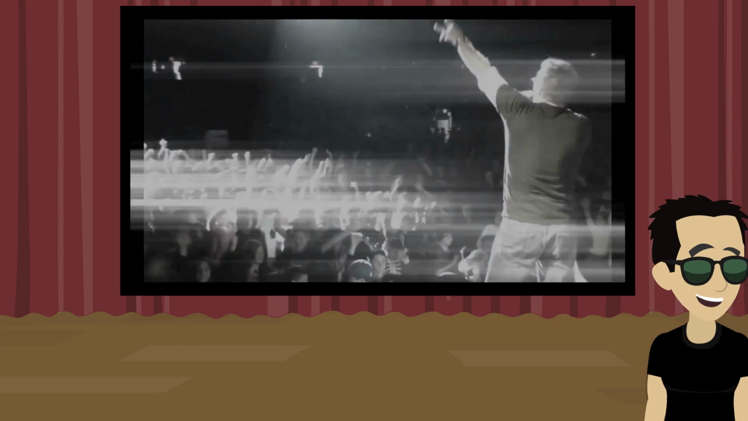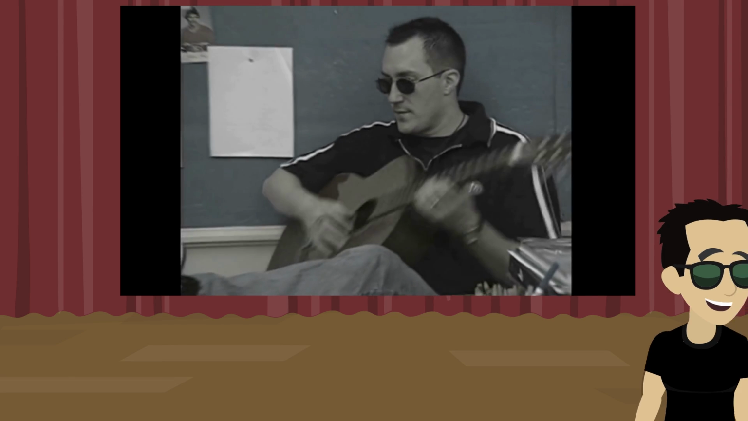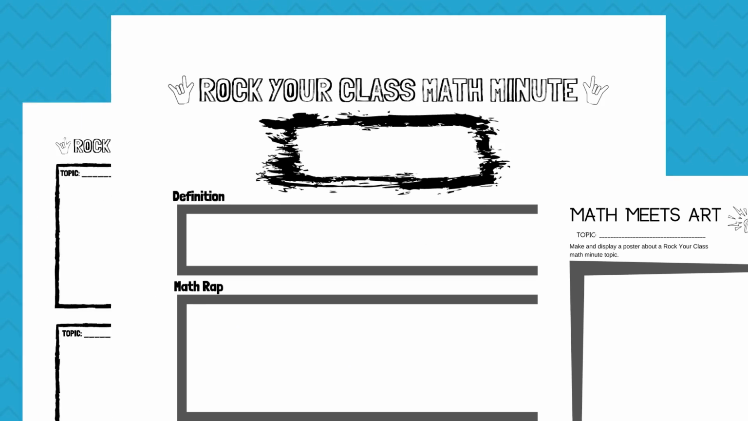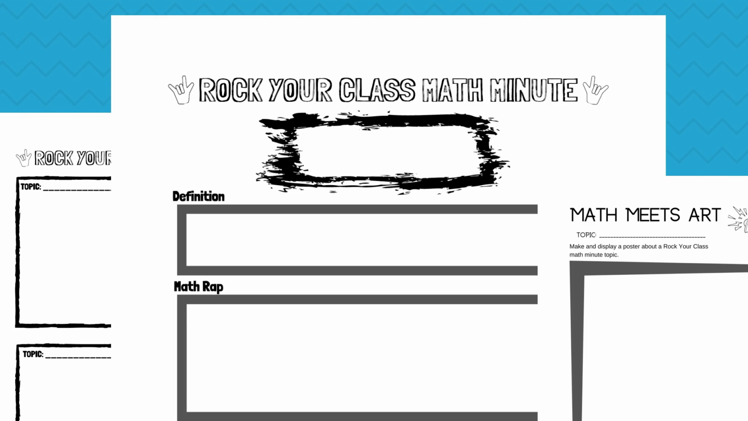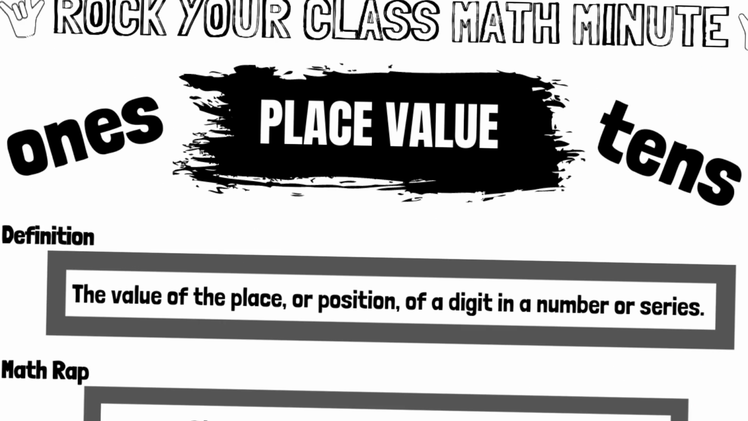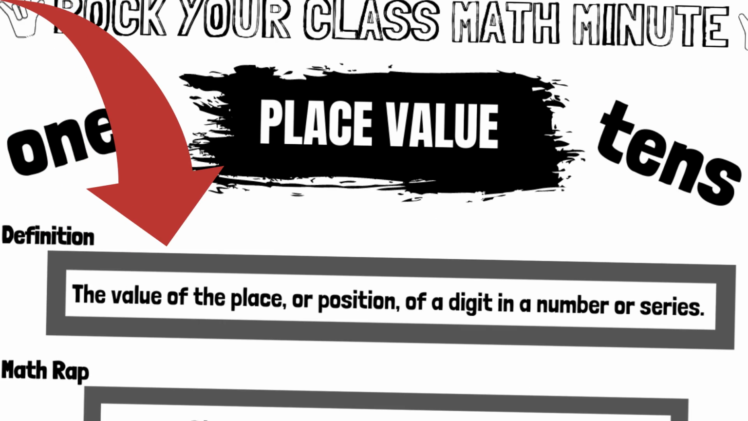Get ready for today's Math Minute topic. Place value. What does the dictionary say? The value of the place, or position, of a digit in a number or series.